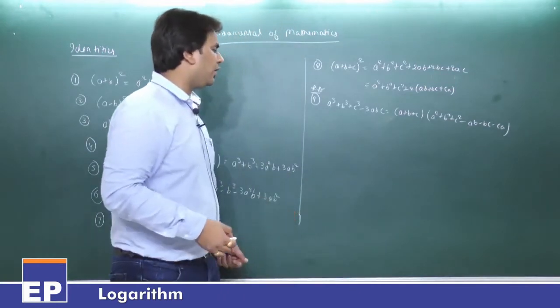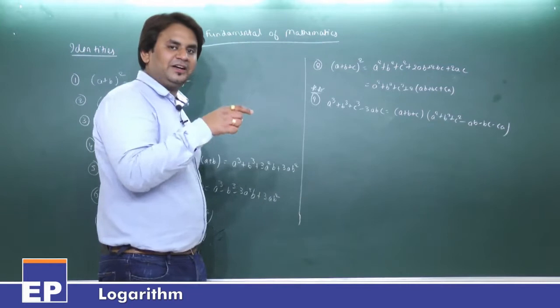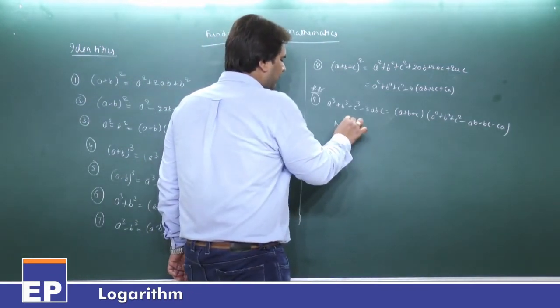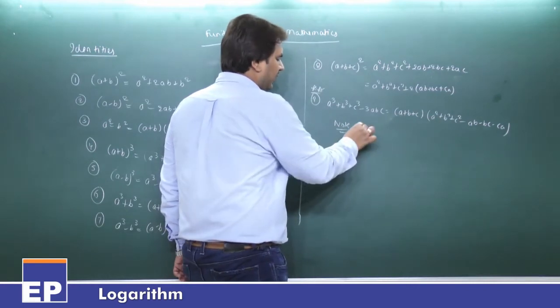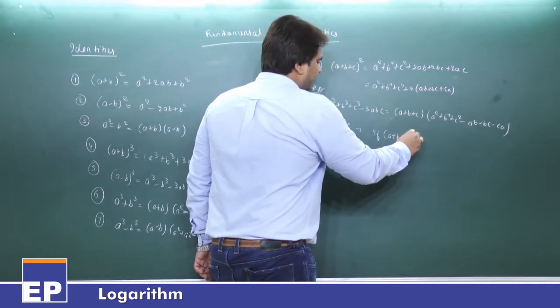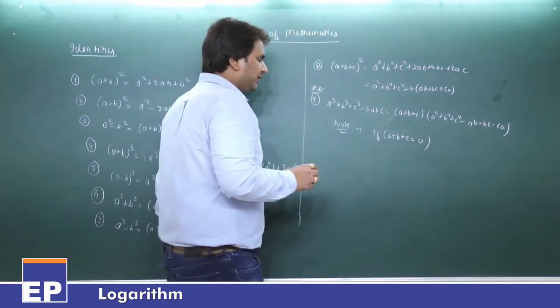So this is the formula of a cube plus b cube plus c cube minus 3abc. In this formula one condition arises. What is the condition? That is a very important condition. Write it down. Note it down. If a plus b plus c is equal to 0, then what will happen?